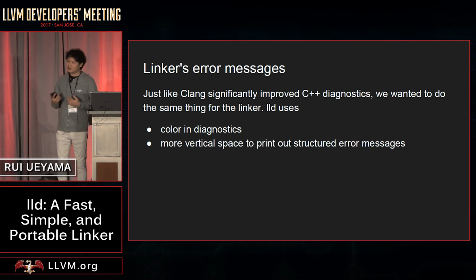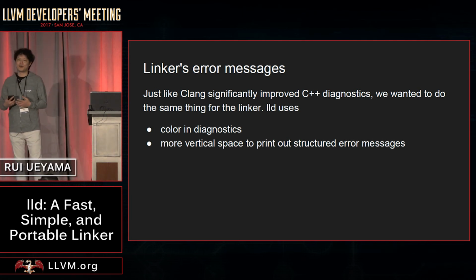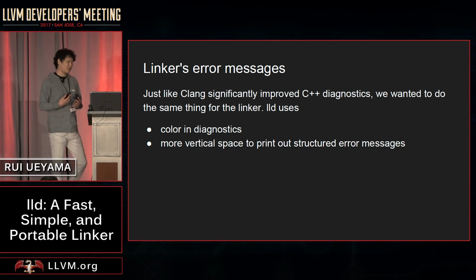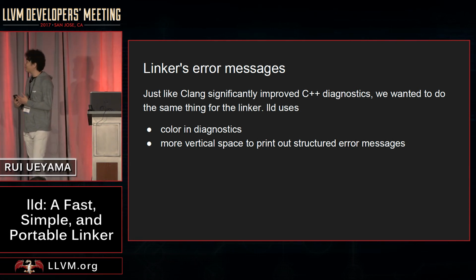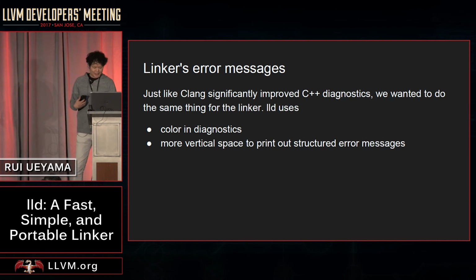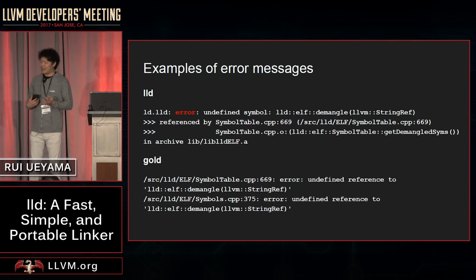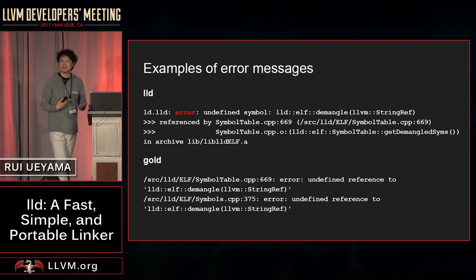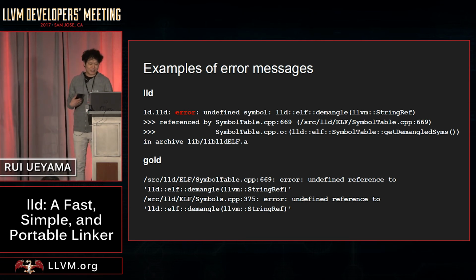So I wanted to do something like that for the linker. LD's error messages use color, of course, and use more vertical space, and show error messages in a more structured way, so that they're easier to read. This is one example. If you have an undefined symbol in your program, then LD prints out error messages like this. And I think that it's easier to read than Gold's.